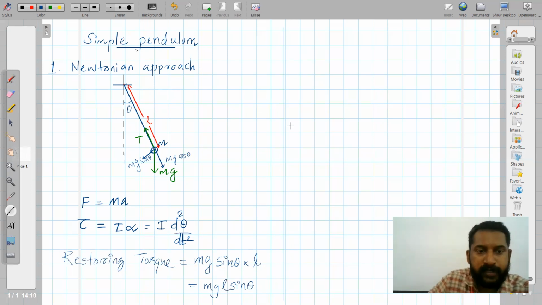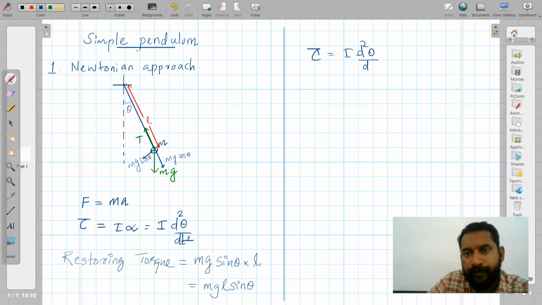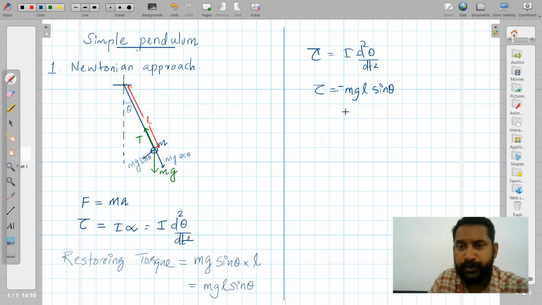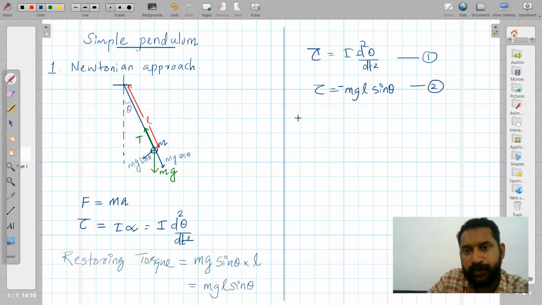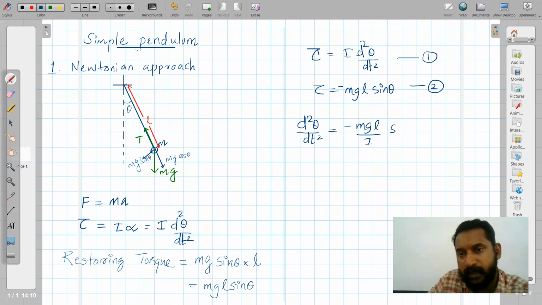So I obtained two equations. One is tau equals I d square theta by dt square. The second one is tau equals mgL sine theta. In the second case, I will write a negative sign to show that it is restoring in nature. From these two equations, equating them, I can write d square theta by dt square equals minus mgL by I sine theta.